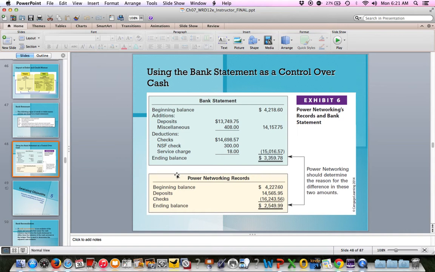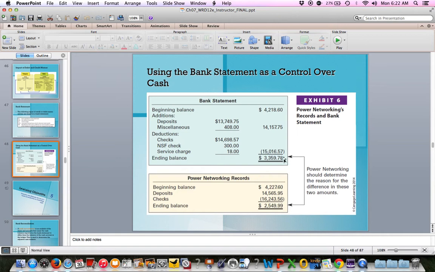It says next here, using the bank statement as control over cash. Right, that bank statement gives us some really good information. It's coming from an outside source, so it's the best kind of source document to have. And then we can use that to reconcile or make sure we've got some good controls over our cash account. The company we're looking at is called Power Networking. The bank statement says they should have $3,359 worth of cash. If we look at our internal records, we have a different number, $2,549.